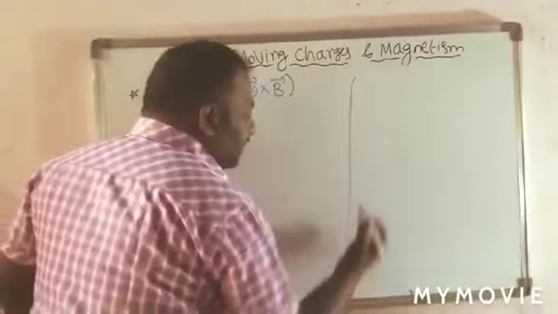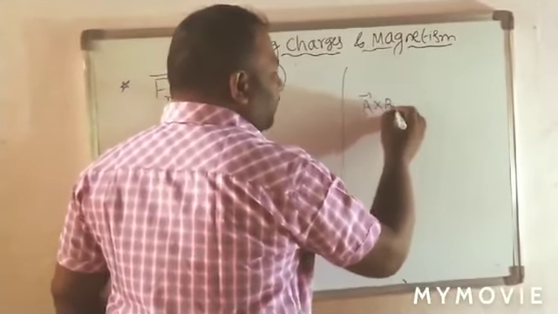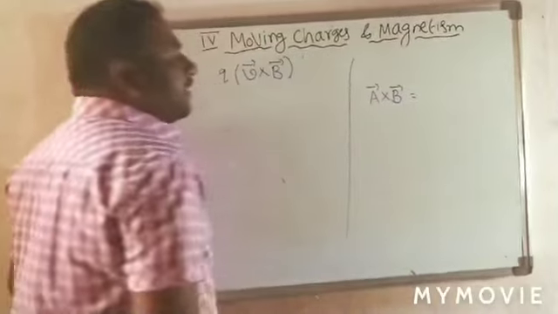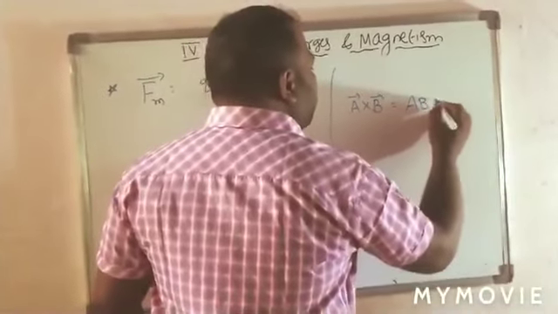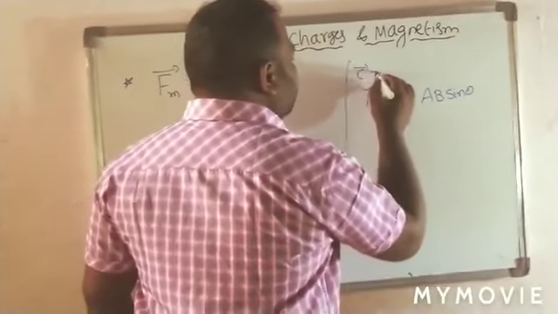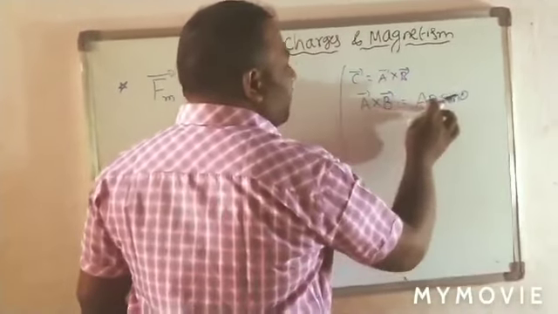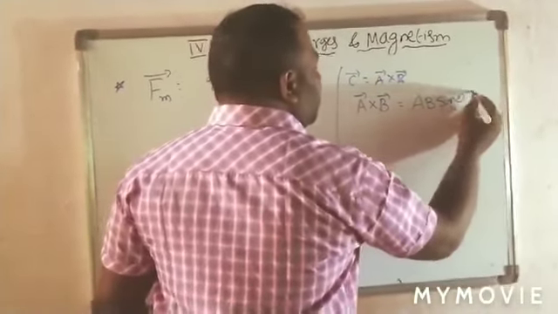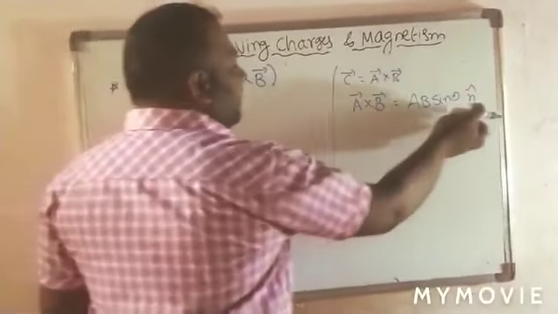Here we know that in the first year we studied about the vectors. There, A bar cross B bar is nothing but AB sin theta. So C bar is equal to A bar cross B bar, where A bar cross B bar equals AB sin theta, and the direction of that vector is n cap. That is the normal vector.